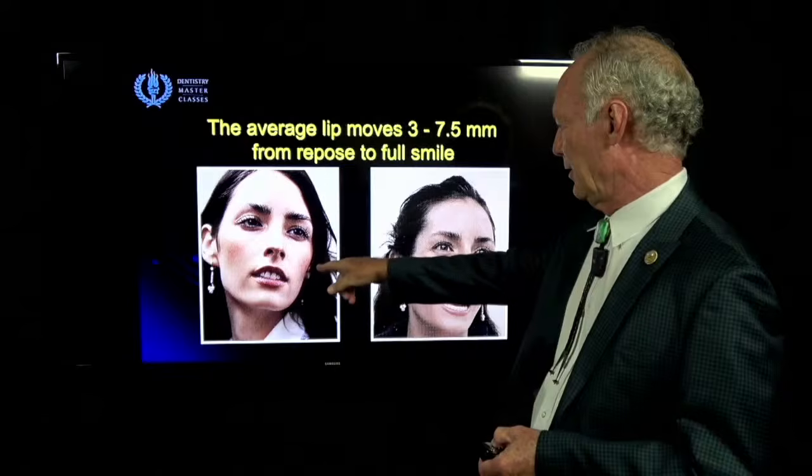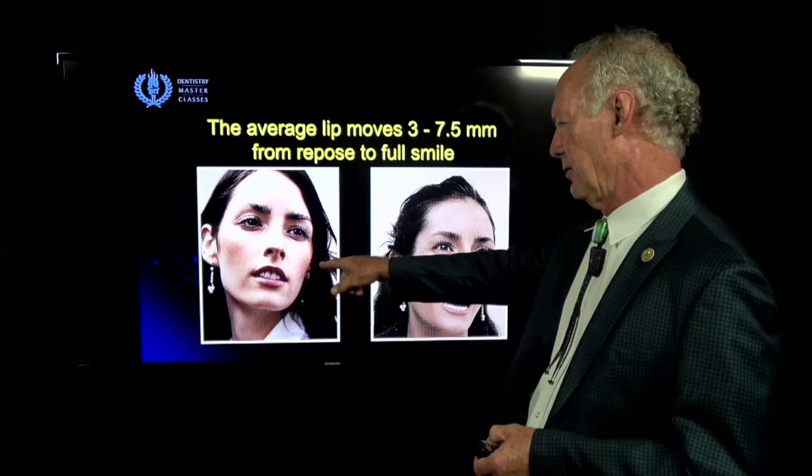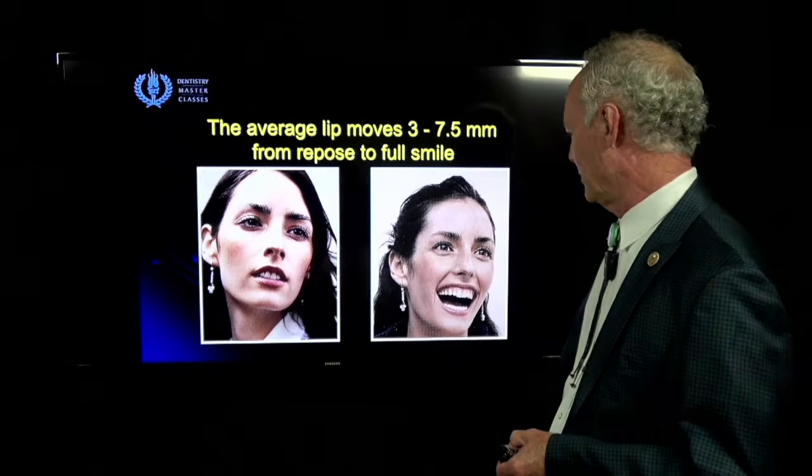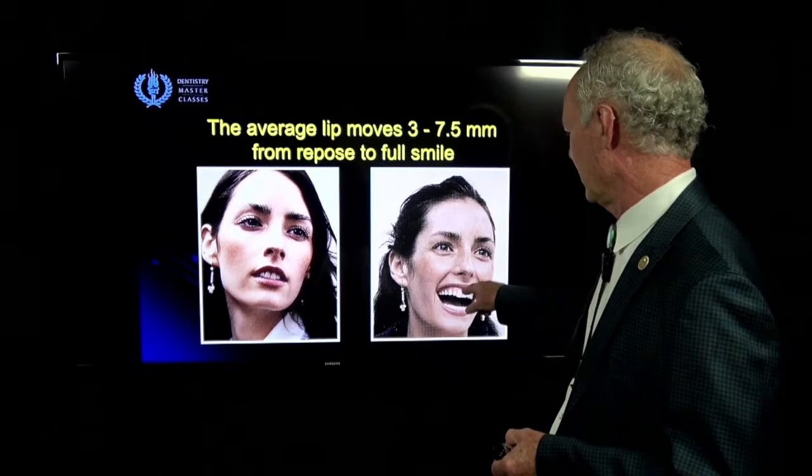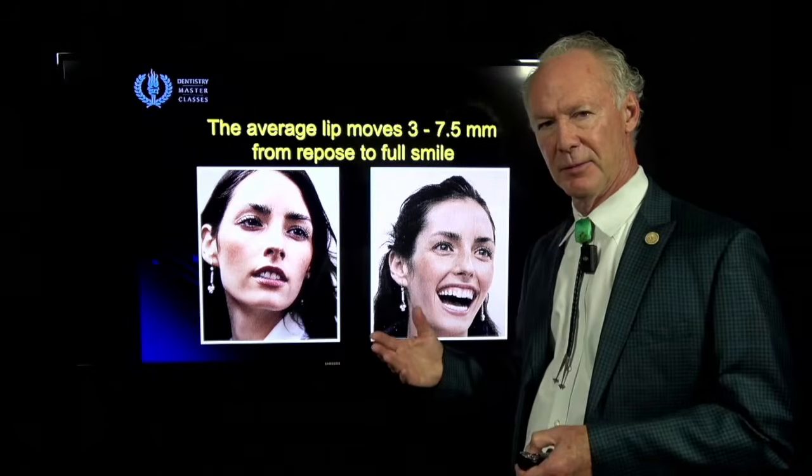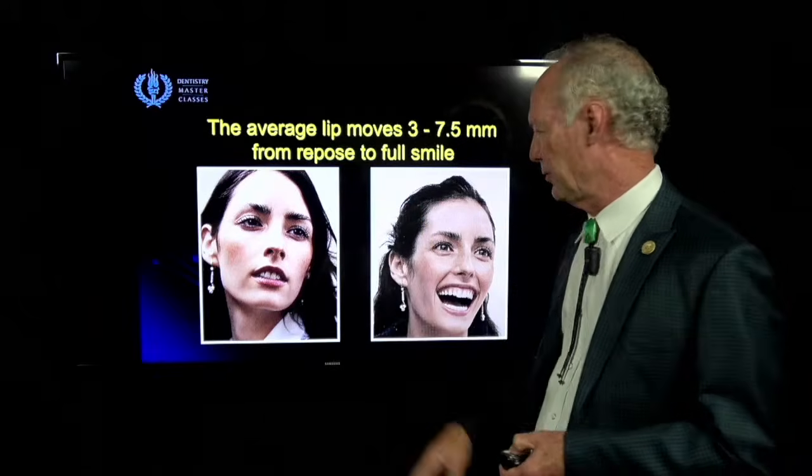Now, what would she have? She'd have right on the border of a maximally arched lip. So see, she didn't have to move her lip but about 2 to 3 millimeters to go from lips in repose to full smile.